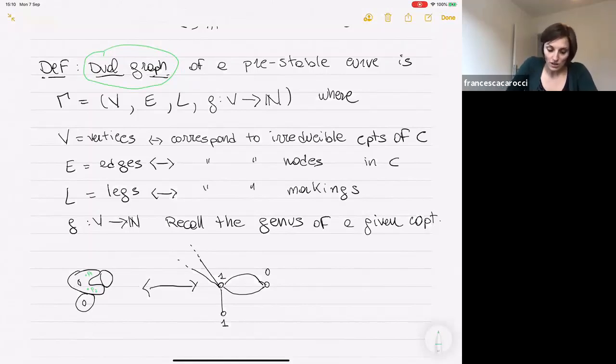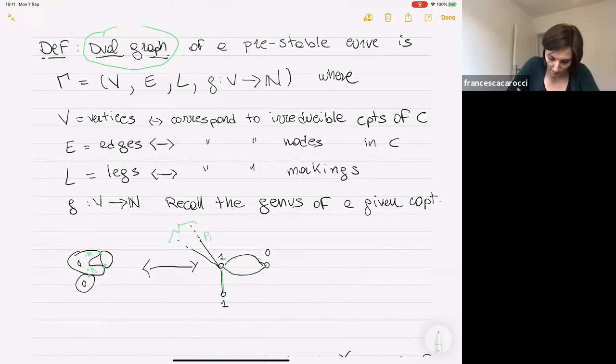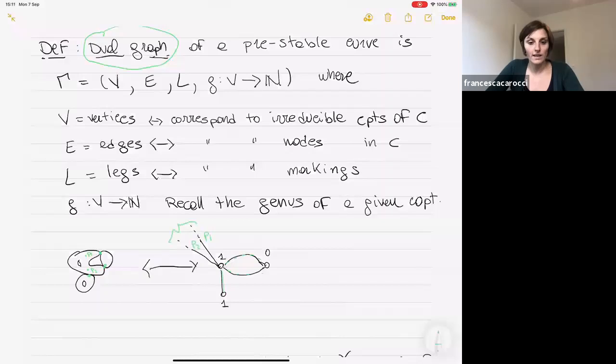And the genus function just decorates the graph with a number which corresponds to the genus of the irreducible component. And here again, one example to fix ideas. So here we have these two nodes, which are going to correspond to these two edges. Here we have this other node corresponding to this one. We have markings only on one component, which are these infinite edges. And finally, we have a vertex for each component. And this is going to be useful later to describe combinatorially certain operations on pre-stable curves.